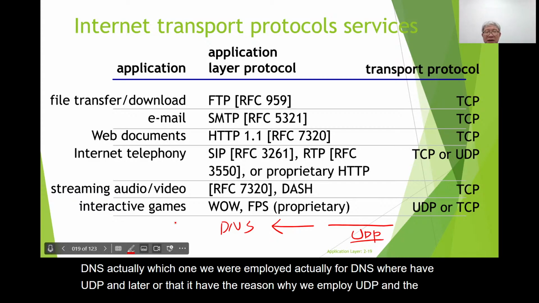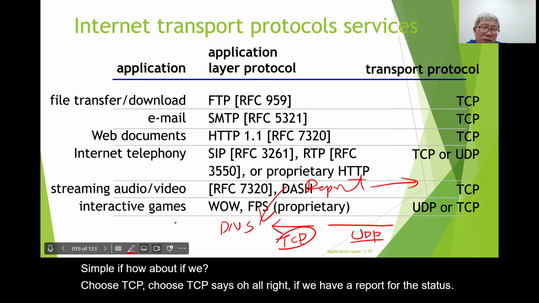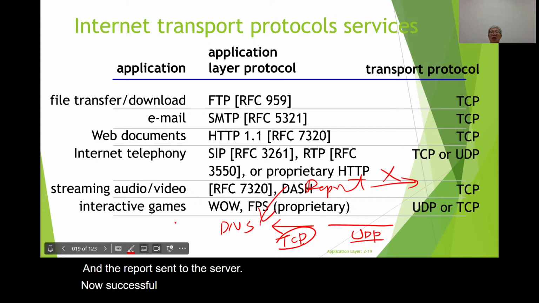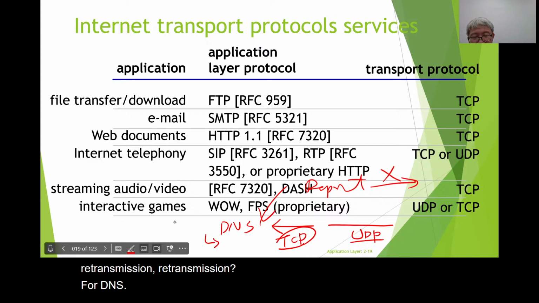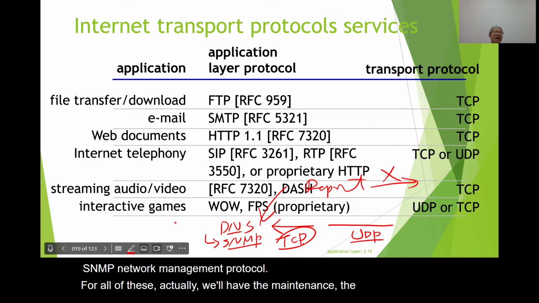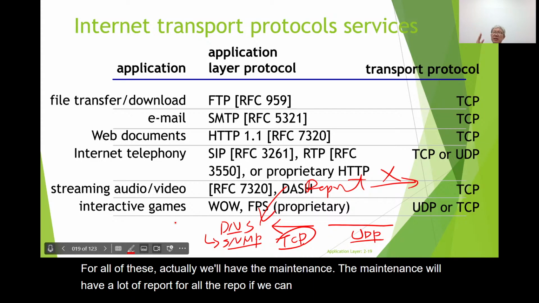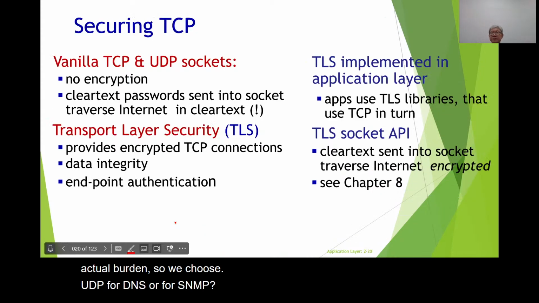And to make it simple, how about if we choose TCP? If we choose TCP, then if we send a status report to the server and it is not successful, we will have a retransmission. For DNS or for SNMP, Network Management Protocol, for all of these we have maintenance, and the maintenance will have a lot of reports. For all the reports, we can have regular transmission, even if one fails to reach the server, it doesn't matter. So we don't want the extra burden, so we choose UDP for DNS or for SNMP.